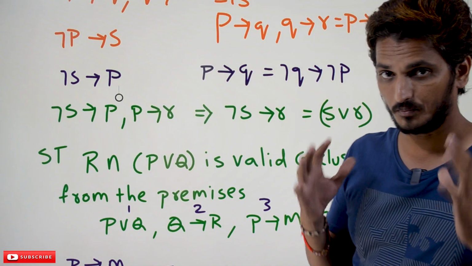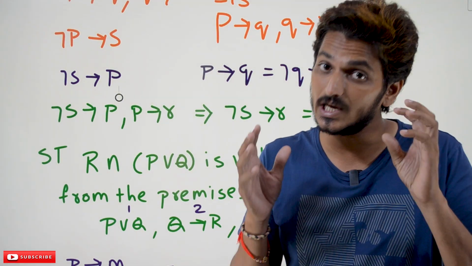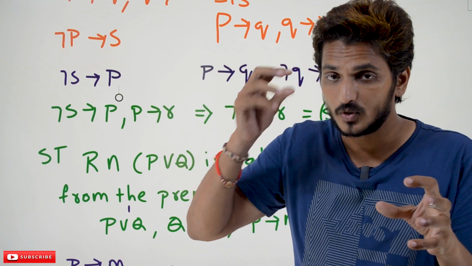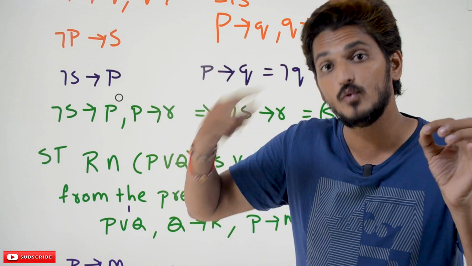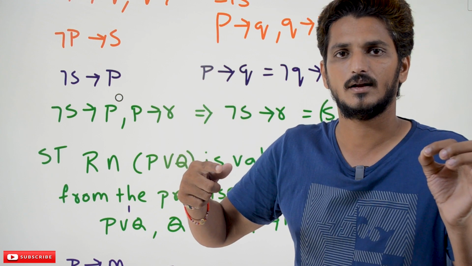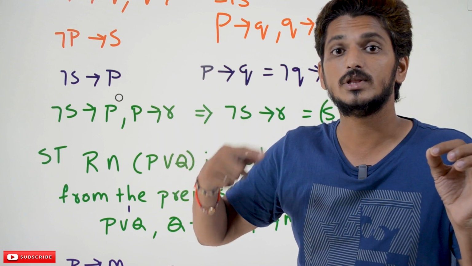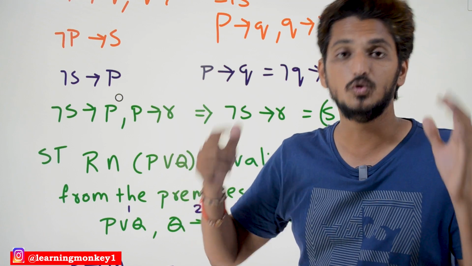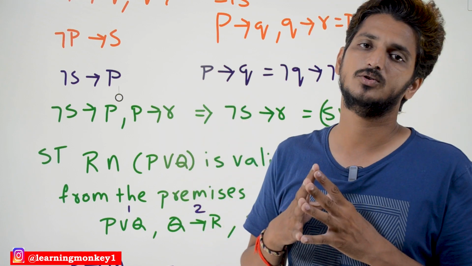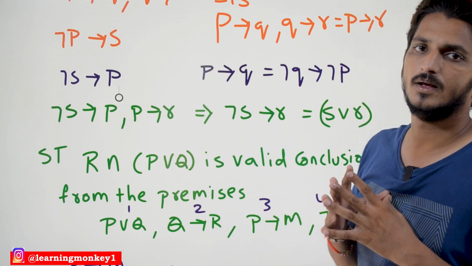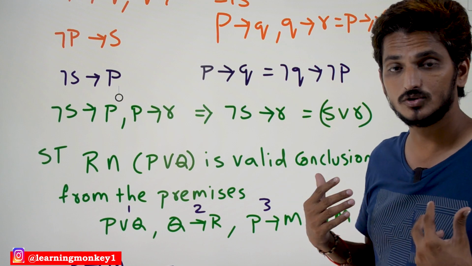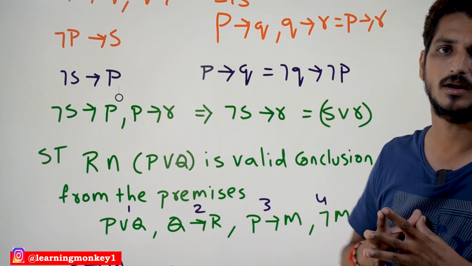So the complete logic is based on the equivalence formulas and inference formulas. So what the output we needed, how are we going to get that? With practice, you are going to get the logics very easy. You do multiple examples. That is what you need to do. We are going to provide multiple different examples and their solutions on our website learningmonkey.in.